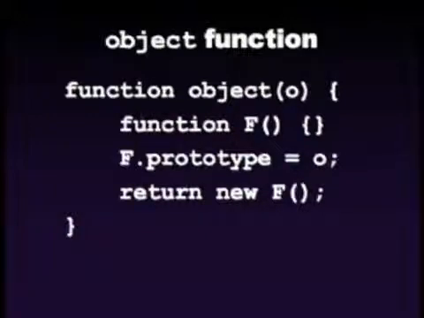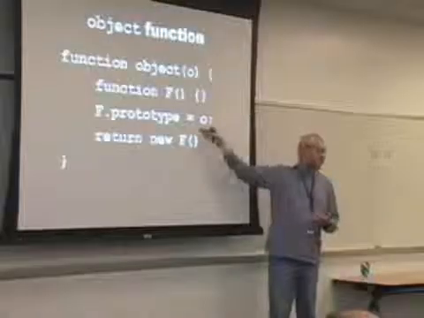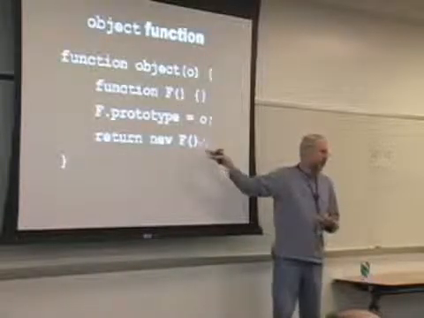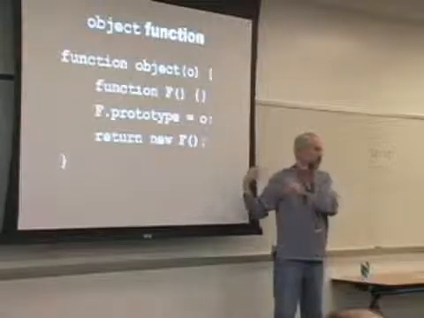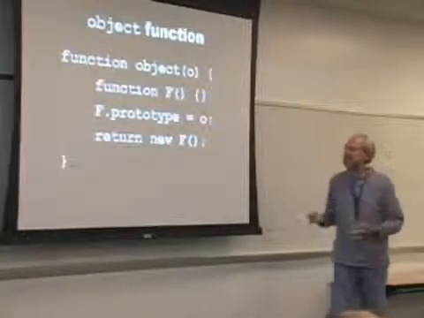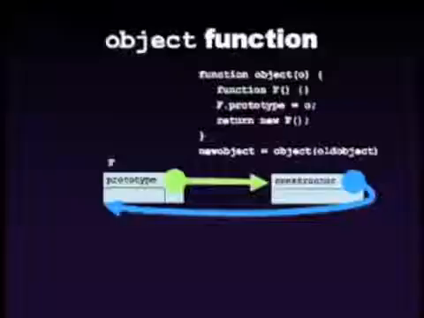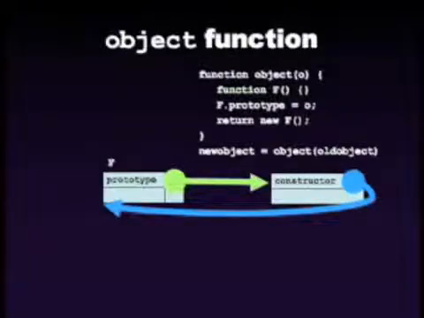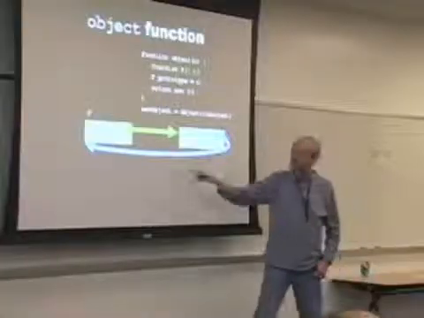So in the pseudo-classical model, they had constructor functions, prototypes, and the new operator. We can use those to make the object operator. So this is why that works. We call the object function here to make a new object from an old object. First, it creates a function f, which has a prototype to an object, which has a constructor field, which points back to it.